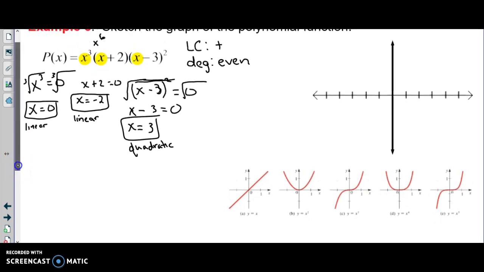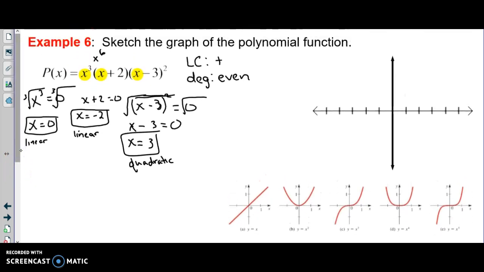So when going to graph this, remember the shape that I should be looking for is something that goes like this on one side and up on the other side. So first, my points: x equals 0, x equals negative 2, and x equals 3. The first one I'm going to look at is from negative 2, where x is going to be a linear function. I can start from the top and come all the way down, kind of curve up.